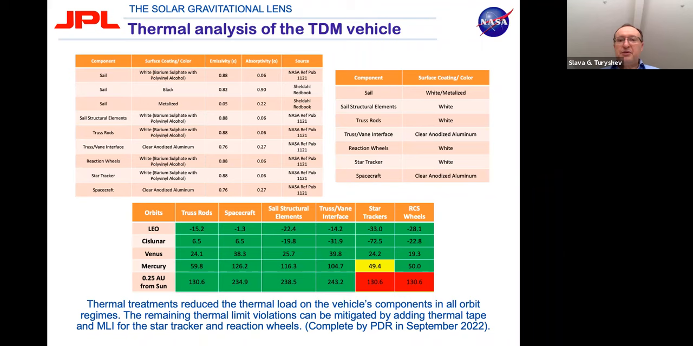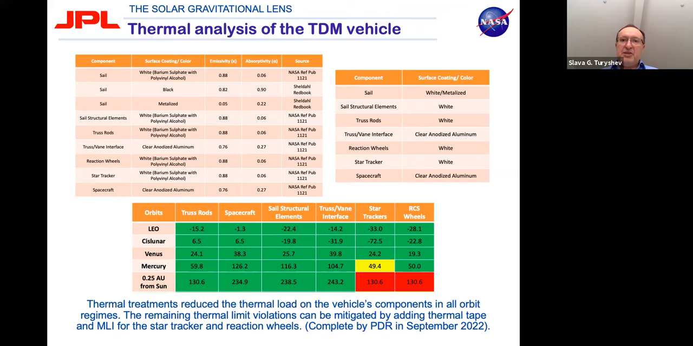So it's not a problem, it's a development, and this will be done by the PDR that we'll be going through in a year from today. So the PDR will go through in September 2022 to open up that mission for real flights. So this is the mission development.